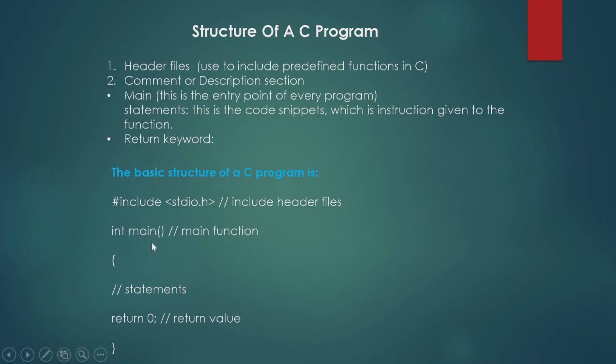You have the int main. This is the main function, and inside the body of the function you have the statements. Here is the syntax of your program, the instructions you give to the program, and a return keyword. This return keyword has to match the int. It returns an integer, which means the code executed successfully.